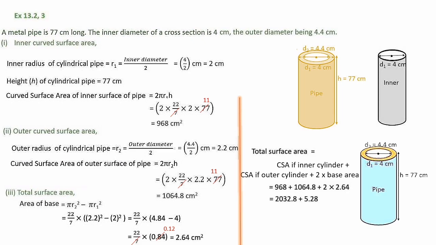Then when we add these two numbers, 2032.8 plus 5.28, here the decimal portion also is there, we get 2038.08 centimeter square. This is the total surface area of the cylinder, that is the cylindrical pipe. 2038.08 centimeter square.